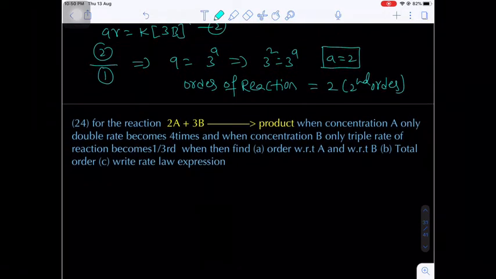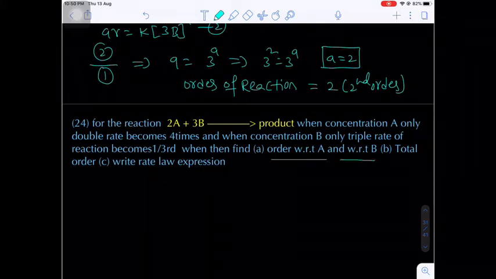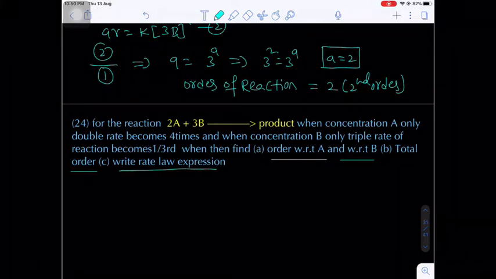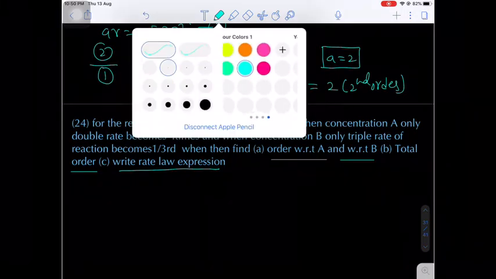2A plus 3B gives products. When the concentration of A only doubles, the rate becomes 4 times, and when the concentration of B only triples, the rate becomes 1/3. Then find the order with respect to A and with respect to B. Second question, total order, and third question, rate expression. Are you getting my point? This is a very important model question.